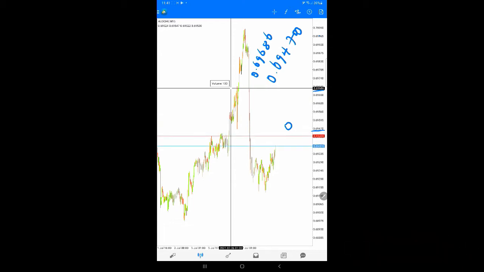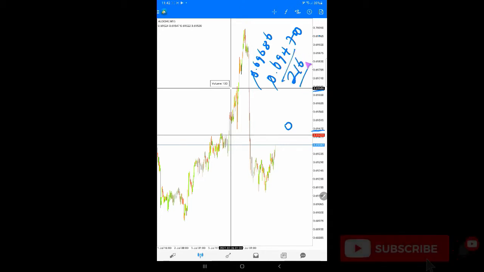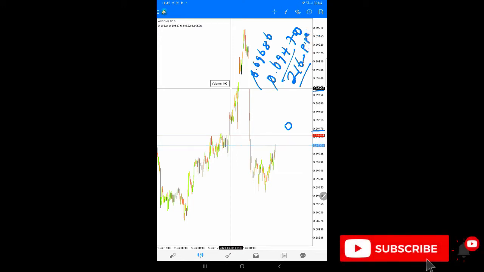So let's say 0.69686. I'm not using 0 point because this cancels this, right? 69686 minus 69470. So I have 216. Alright, 216. The 6 is insignificant. It's called pipette. And then 21 is the pip.